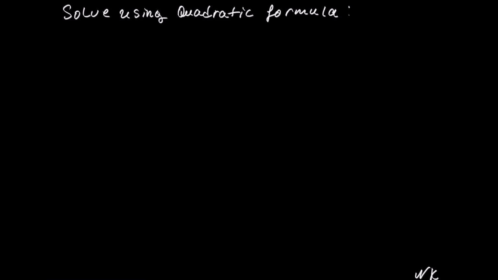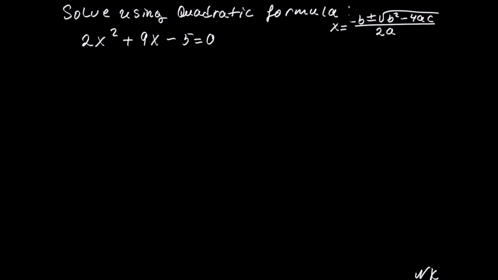Hello, here we're going to solve an equation using the quadratic formula, which is x is equal to negative b plus or minus square root of b squared minus 4ac out of 2a. And the equation we have to solve is 2x squared plus 9x minus 5 is equal to 0.